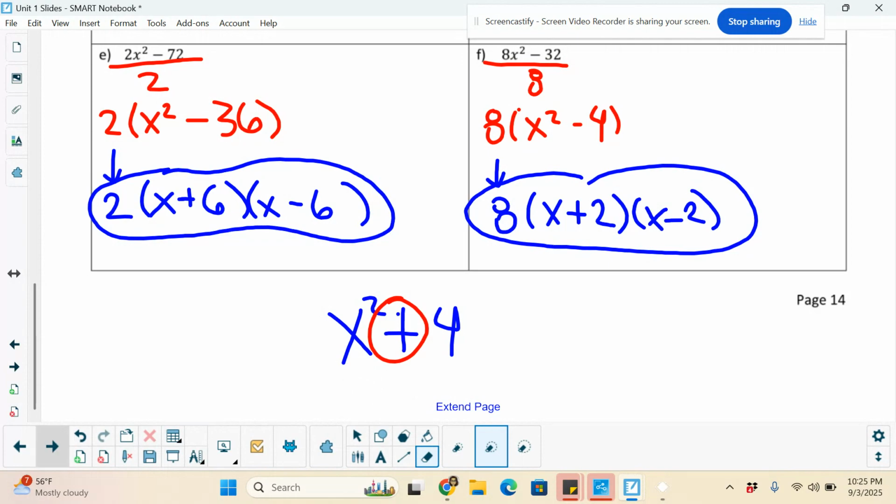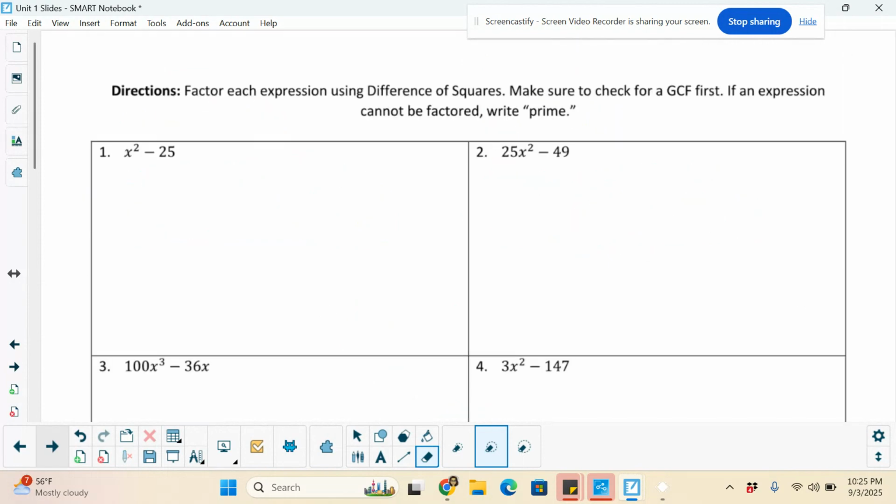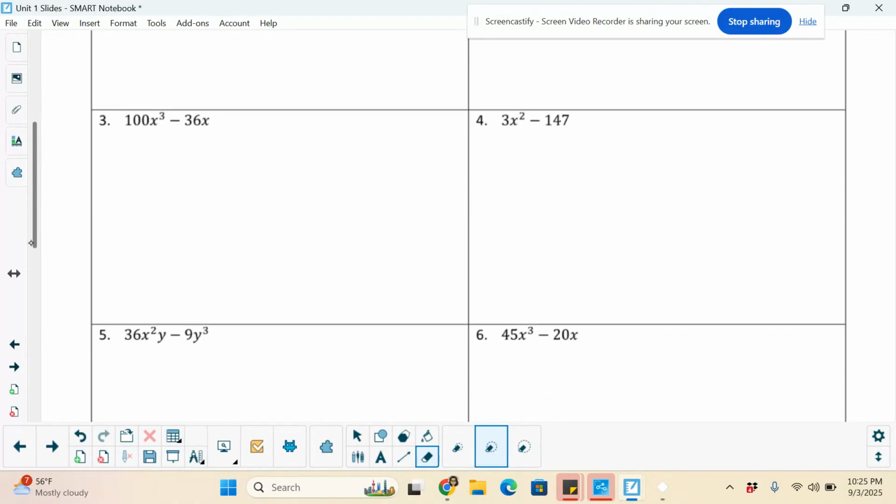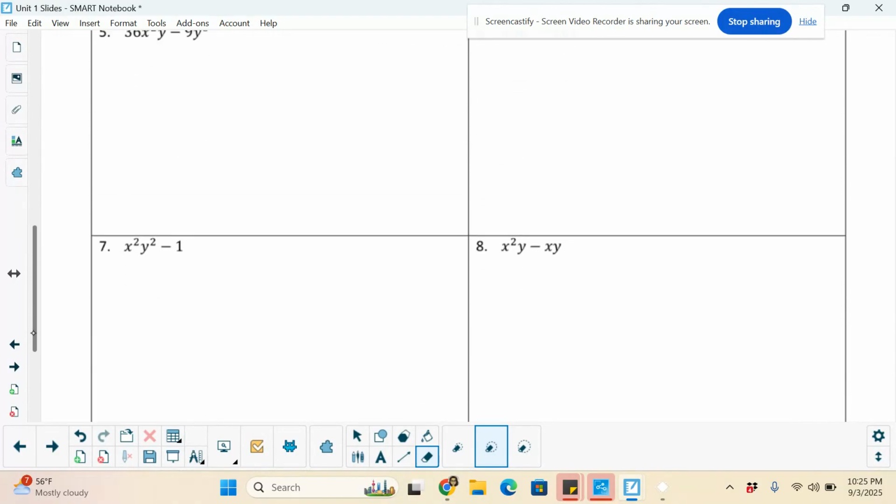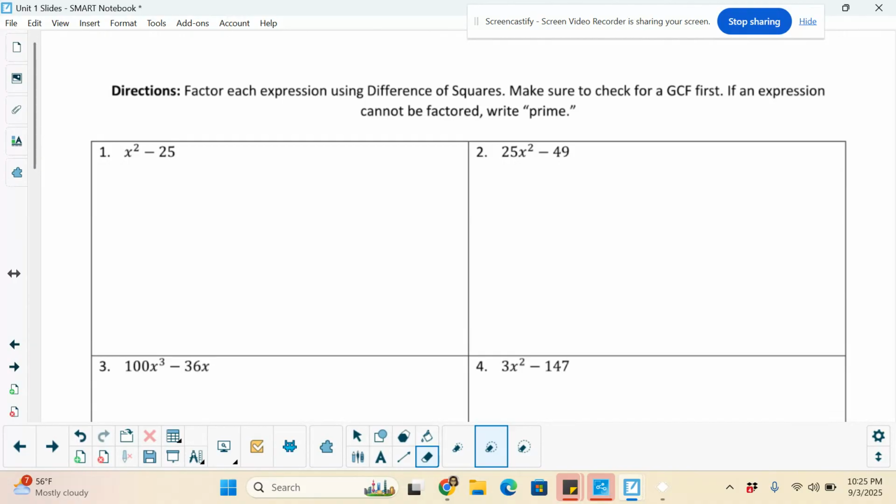All right, you guys are going to go ahead to page 15. This is what I want you guys to work on for the rest of class. So you have 8 problems to work on, and we will check those tomorrow when we come into class.